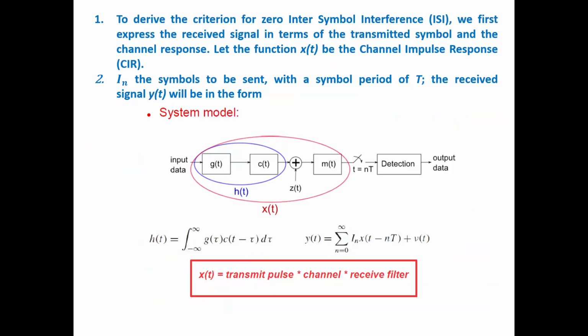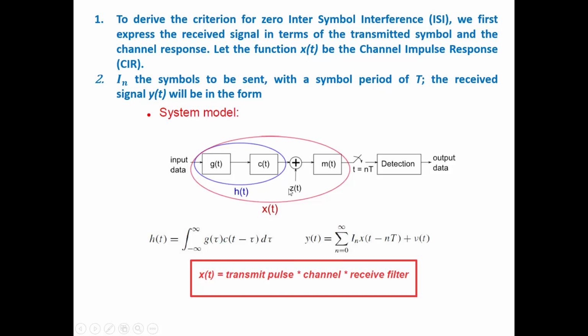Now, we have to avoid intersymbol interference in our communication systems, and we will derive analytically the criteria for zero intersymbol interference. To lead to that derivation, we first express the received signal in terms of the transmitted signal and the channel response. Let the function x(t) be the channel impulse response.